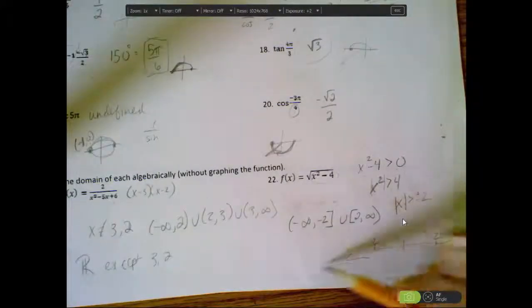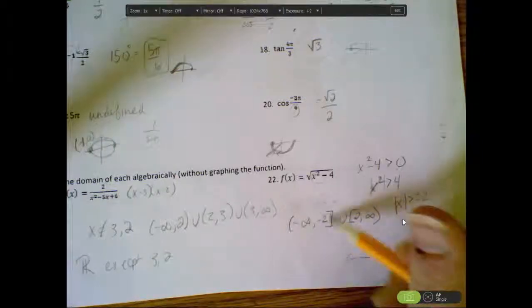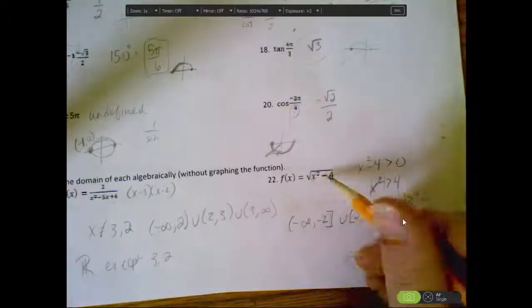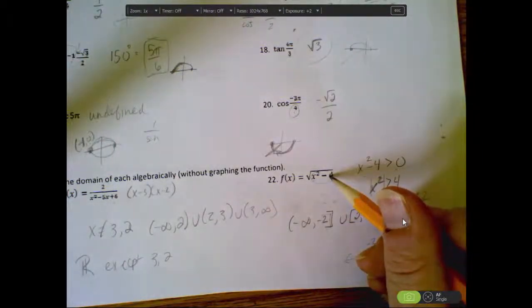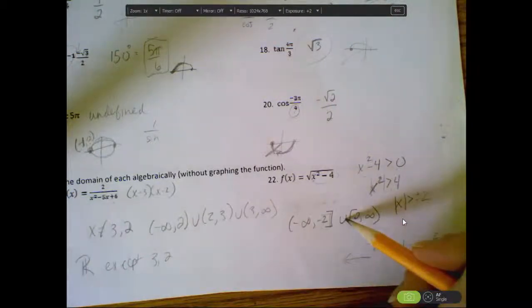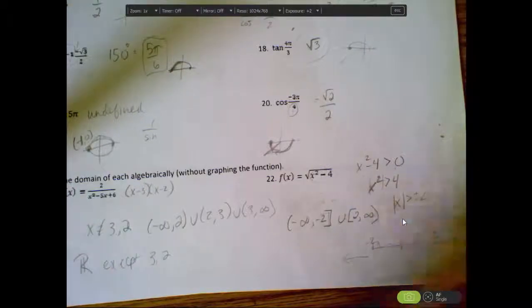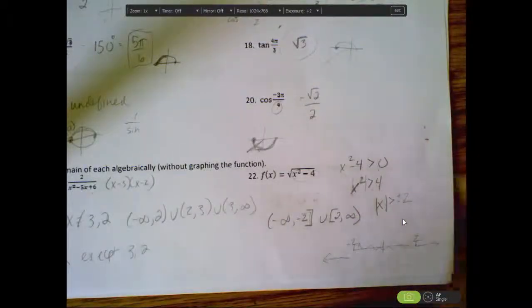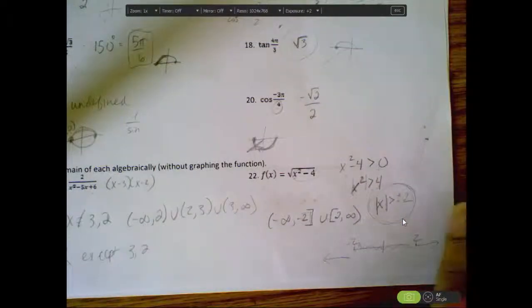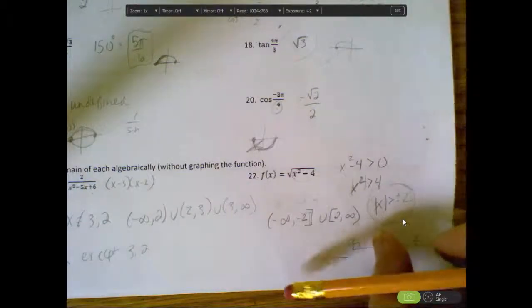So you're saying from negative infinity to negative 2, inclusive, because negative 2 squared is 4, and 4 minus 4 is 0, and that's allowed. You're allowed to take the square root of 0. Union, nothing in here, but then from 2 to infinity is also allowed. So again, I'm going to talk more about absolute value inequalities in another video, but that's the main idea.